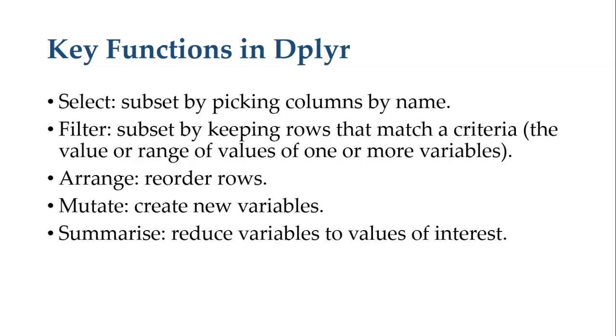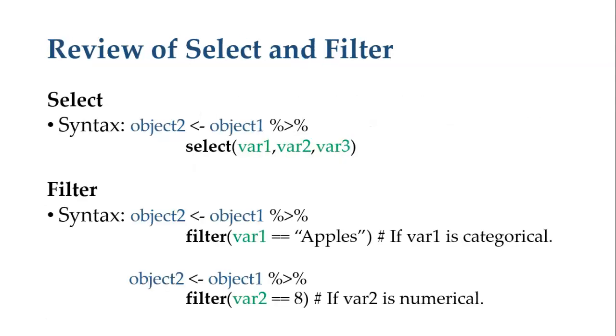That criterion can be a value or a range of values of one variable or multiple variables, okay? Once we apply this filter, the program is gonna reduce the number of rows, but it's gonna maintain the number of variables in comparison with the previous version of the dataset, okay? And I'm gonna introduce you to 3 new functions: arrange, mutate, and summarize, okay?